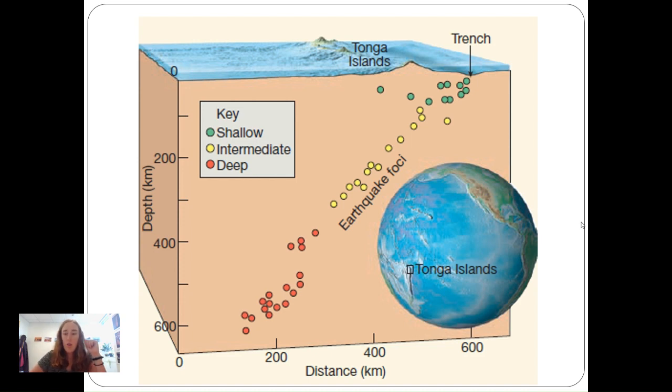All right, just to show you, if you have two plates that are colliding and one goes underneath the other, you can get earthquakes that are generated at any number of depths. So you can have shallow earthquakes, you can have intermediate earthquakes, and then you can have deep earthquakes as well. A deep earthquake usually means that the earthquake is generated about 400 to 600 kilometers beneath the surface.